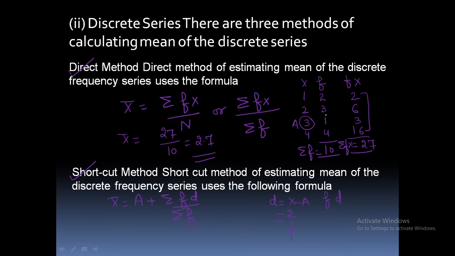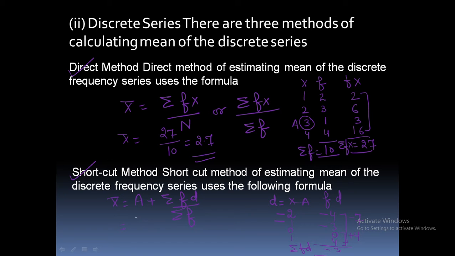Now f multiplied by d. Minus 2 multiplied by 2, that is minus 4. Minus 1 multiplied by 3, that is minus 3. 0 multiplied by 1 is 0, and 4 multiplied by 1 is 4. After adding this, minus 4 minus 3 is minus 7. 0 plus 4 is 4. Minus 7 plus 4 we get minus 3, that is sigma fd.